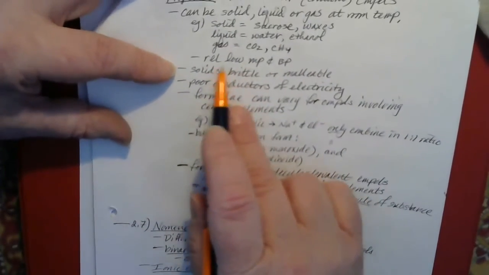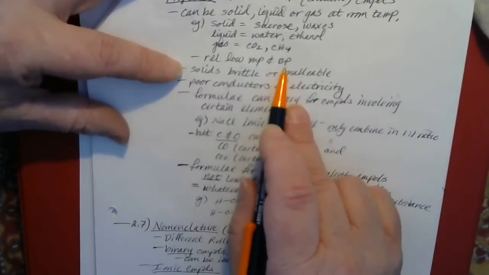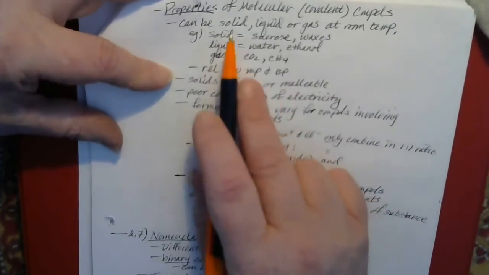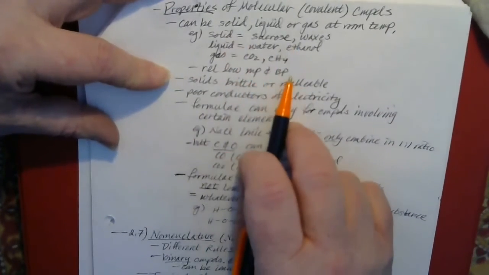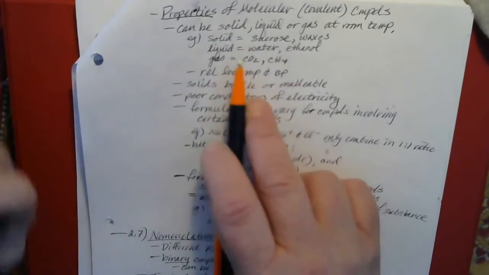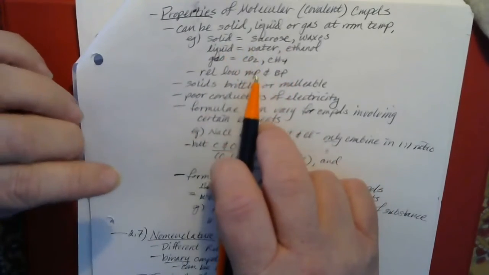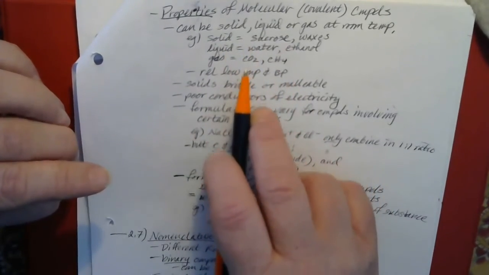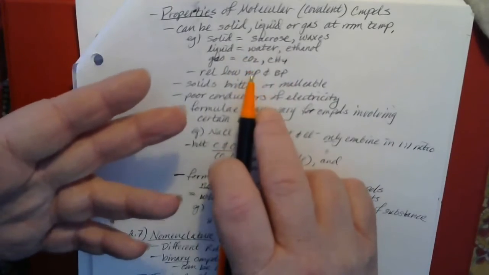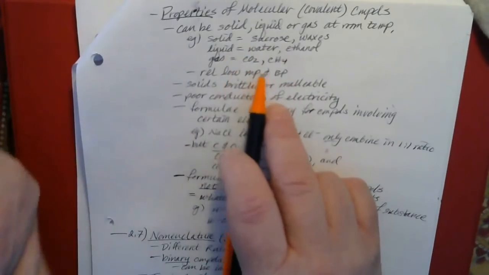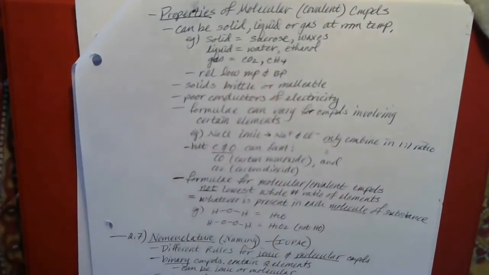For compounds like this, they have relatively low melting points and boiling points. Even the solids have relatively low melting points and boiling points. Obviously, if it's a liquid, then its melting point is below room temperature. And if it's a gas, then melting point and boiling point are both below room temperature.